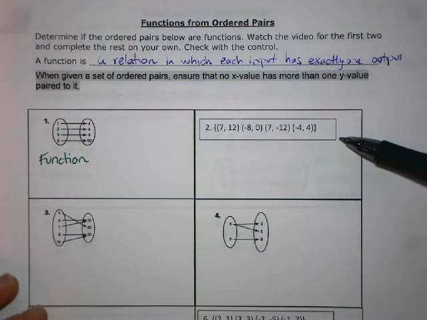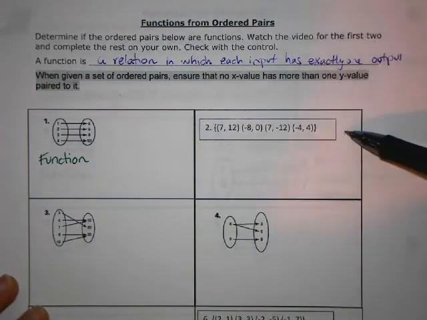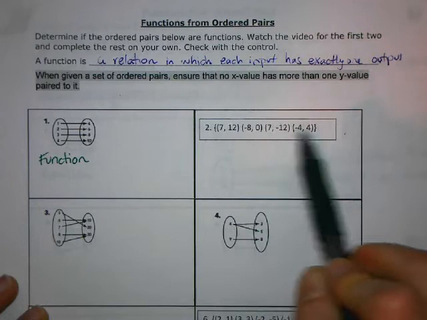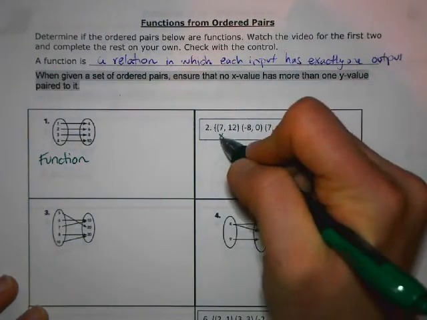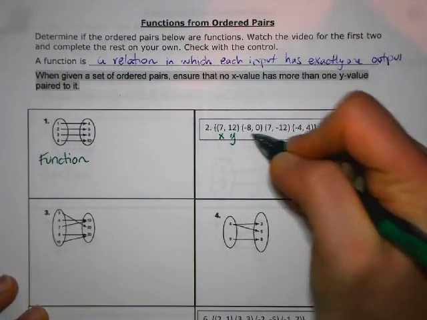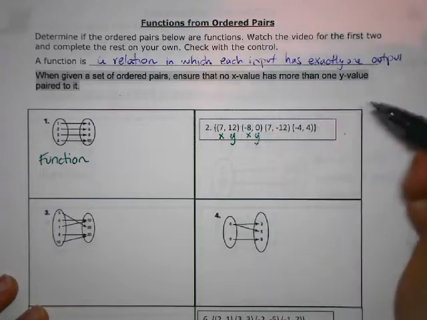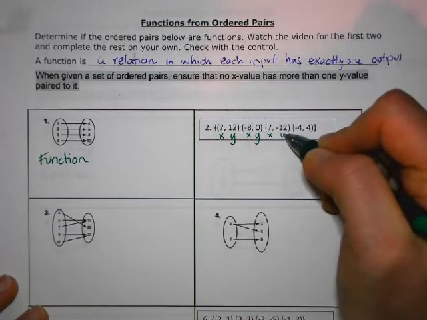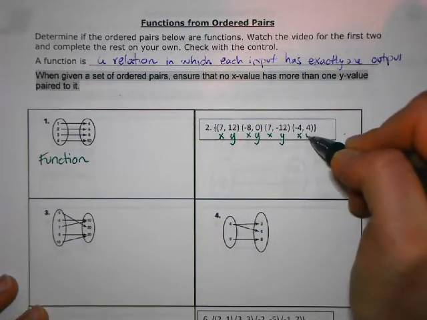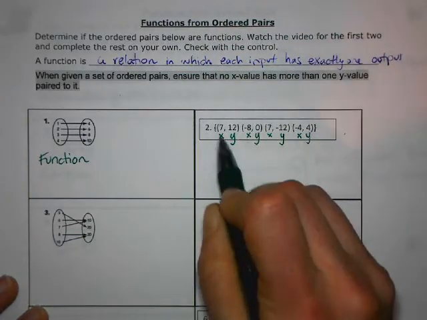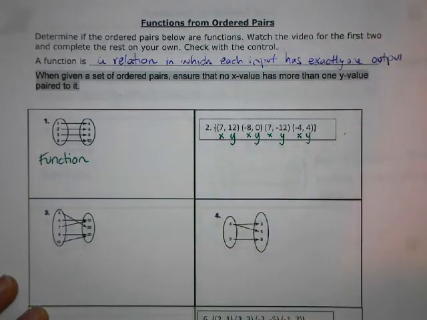Number 2 looks a little different. These are each ordered pairs. I want you to label them x and y, so we can remind ourselves that these are pairs that go together. Each x and y is a pair. It goes together. It's in a relationship, or a relation.